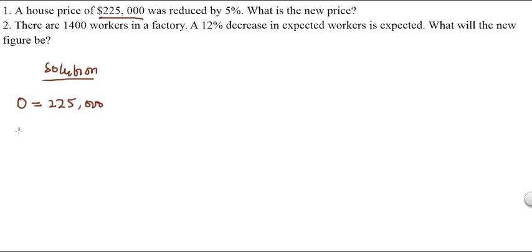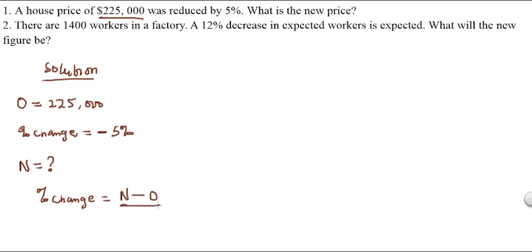This tells us that our percent change, remember, since it was reduced, that means we have a percentage decrease. Now our percent change will be minus 5%. If we had a percentage increase, our percent change would be plus 5%. And we were told to find the new price of the house. For our formula, percent change is equal to new value minus old value divided by old value times 100.